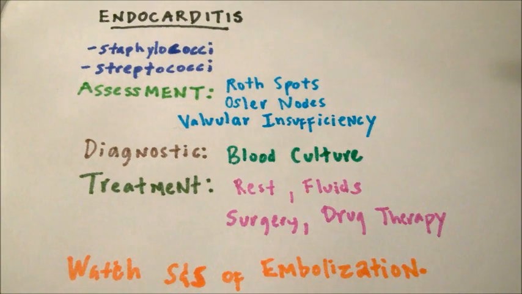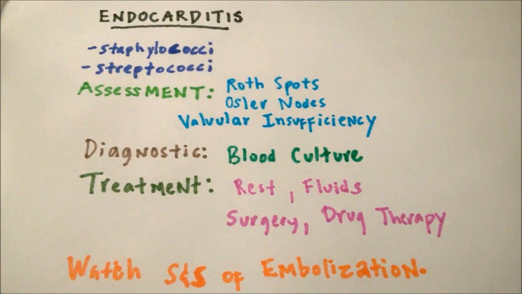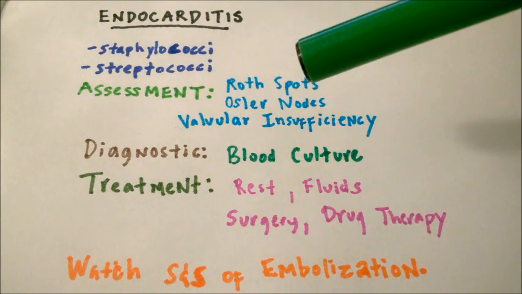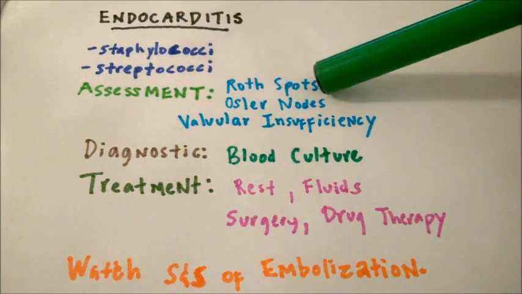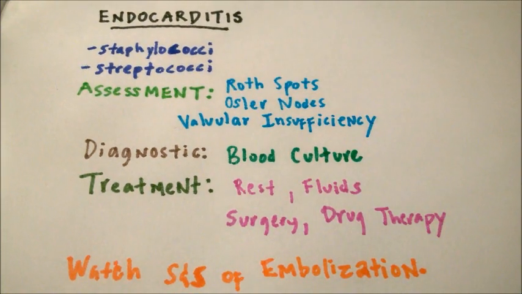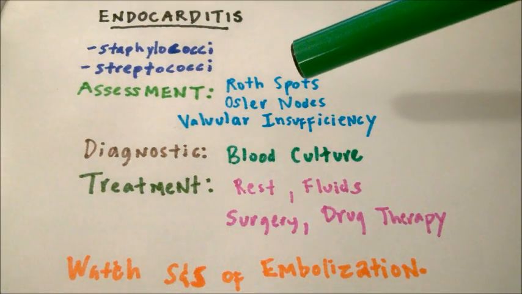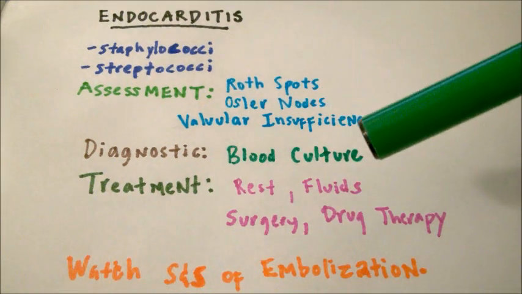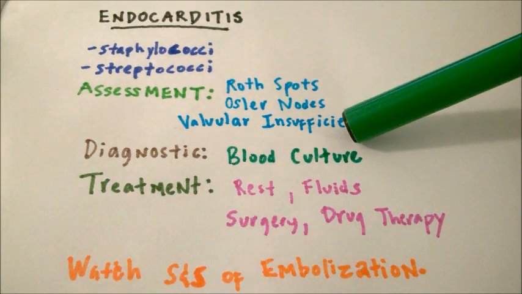Now, looking at the assessment, how do we assess our patients? Aside from the usual fever, chills, and fatigue, the patient can also have symptoms uncommon in other diseases, such as Roth spots. Roth spots are white centers on the retina of our patient, and those white centers are actually hemorrhagic areas. Another one is Osler nodes, which are tender raised lesions that can be found on the fingers or the toes. And lastly is valvular insufficiency with our patient's heart valves.